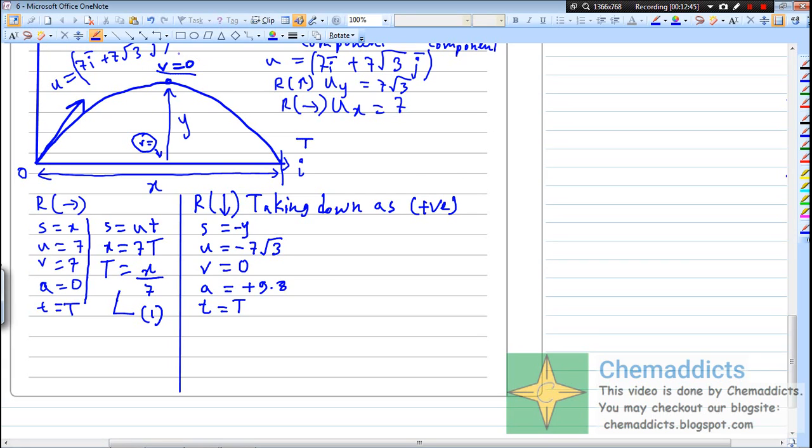The velocity is 0 over here, that's fine, but we're not going to use this velocity, since the time it takes to reach here in the vertical direction is the total time, the time of flight. So this time corresponds to the horizontal time. So the time of flight is equal in the horizontal direction and the vertical direction.